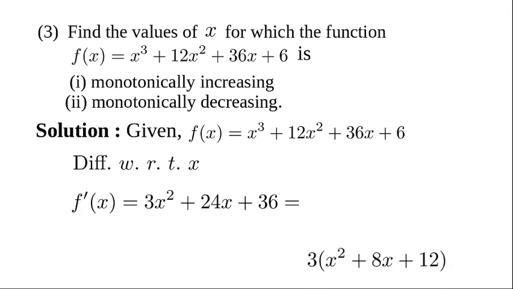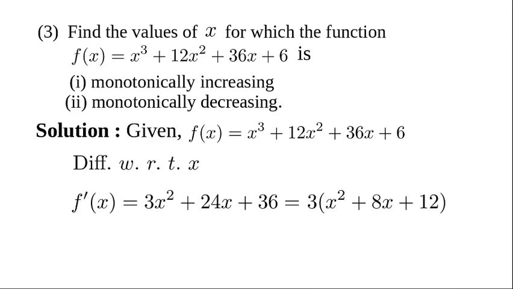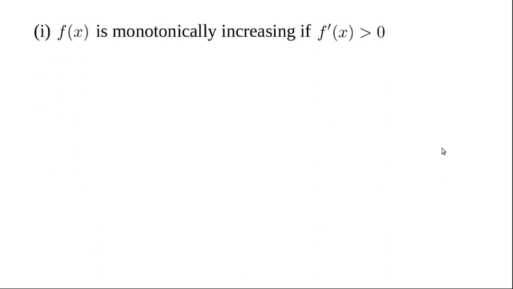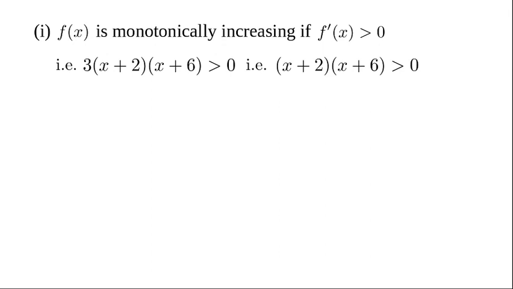Again 3 is common here. 3 times x square plus 8x plus 12. So this is a factorizable expression. We can factorize it. So we get f dash of x equal to 3 times x plus 2 into x plus 6. F of x is monotonically increasing if f dash of x is greater than 0. That is 3 times x plus 2 into x plus 6 is greater than 0. Dividing both sides by 3, we get x plus 2 into x plus 6 greater than 0.